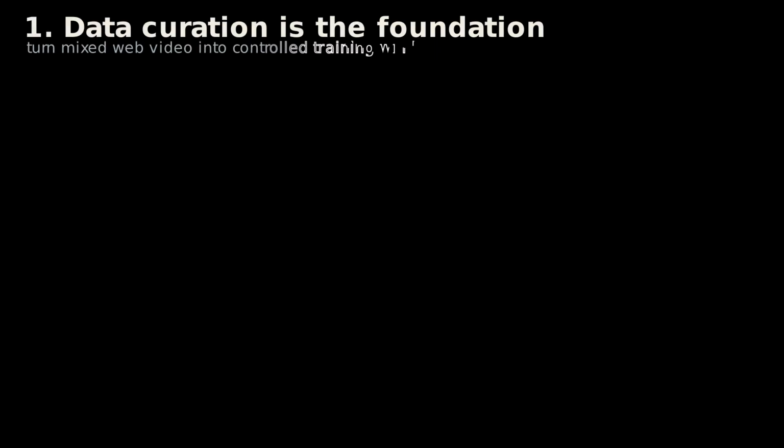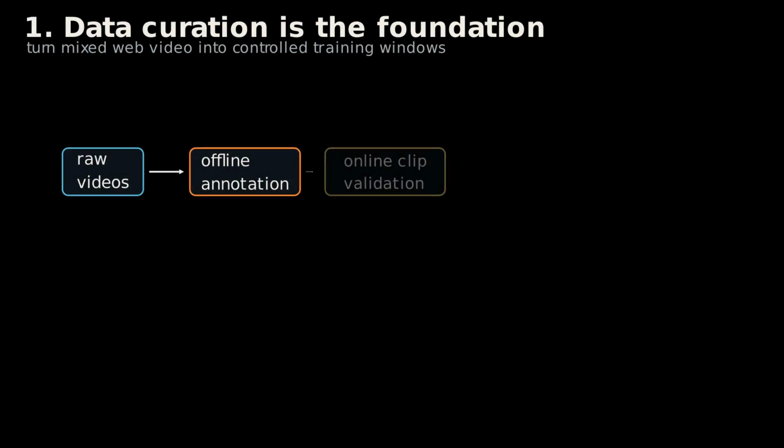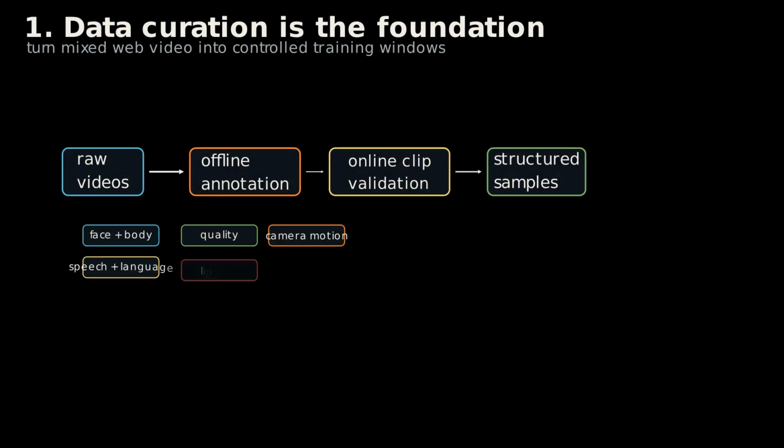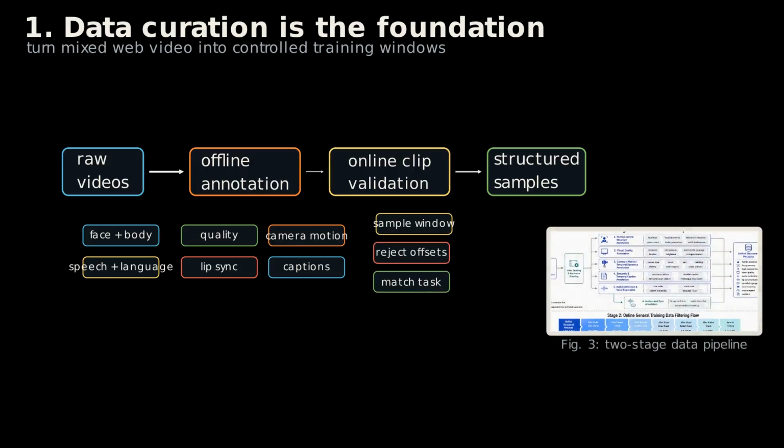Here is their data engine. Raw videos are first decoded and sampled. Offline annotation then marks faces, body composition, visual quality, camera motion, speech, language, lip synchronization, and captions. Then, online filtering checks the actual training window, not only the whole video. That matters because one long video can contain clean segments and broken segments.